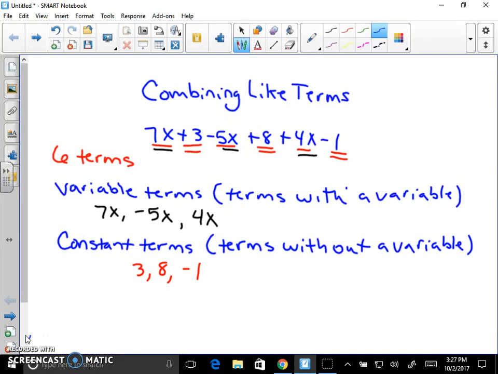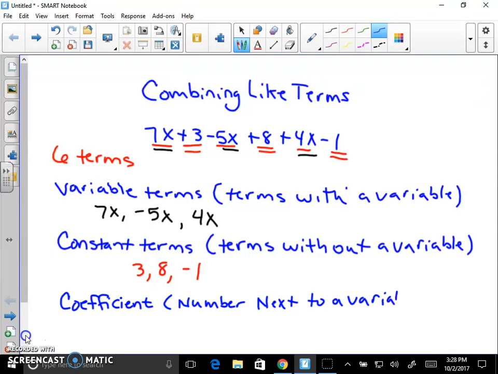Let's talk about coefficients. So a coefficient, and I know we went over these before, but we need to make sure. It's the number next to a variable. So let's take a look at these. Let's say 7, right? Negative 5, and 4. And don't forget, this is called an expression.